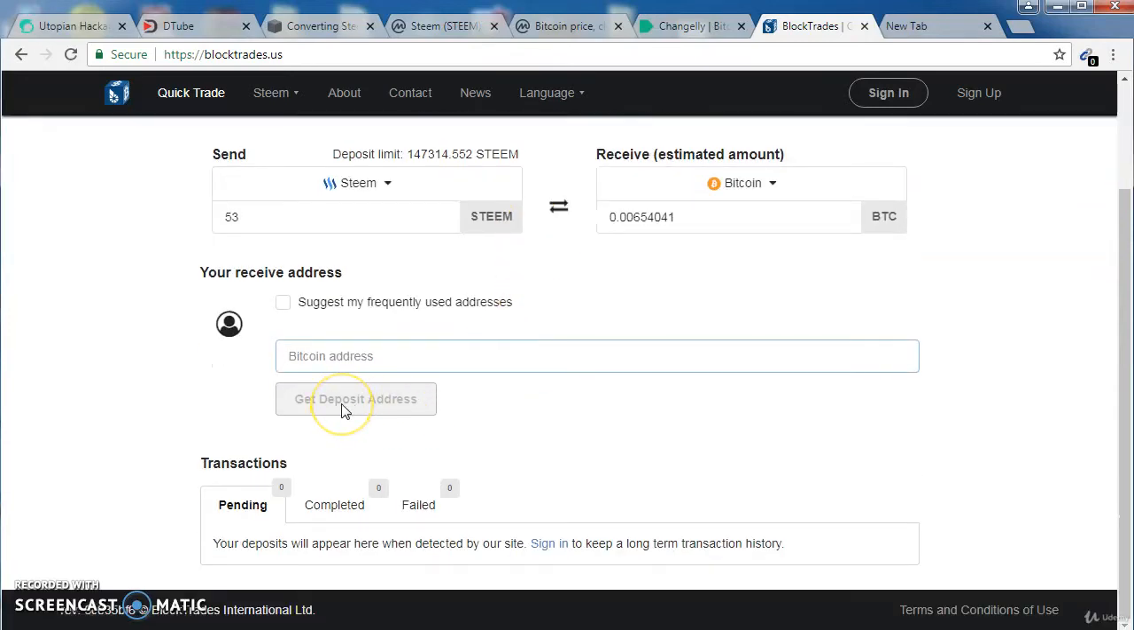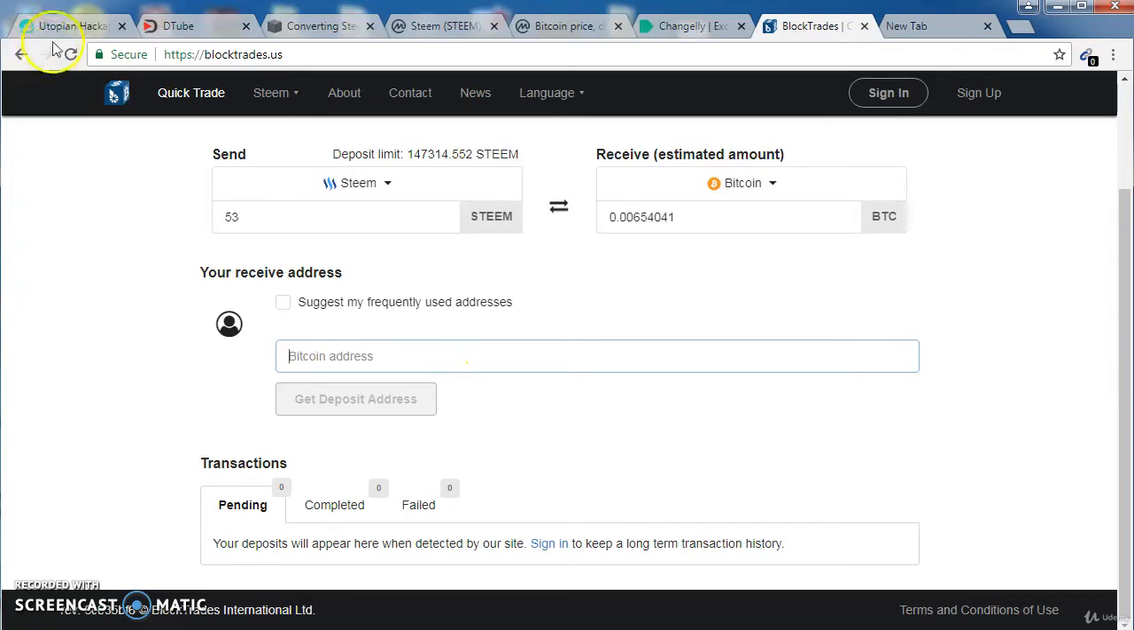You can just do that, and within one hour or two hours, the Steem currency would be converted into Bitcoin and that Bitcoin would be transferred to whatever address you put in. Then you can sell those Bitcoin for US dollars or your country's national currency and receive the money instantaneously.